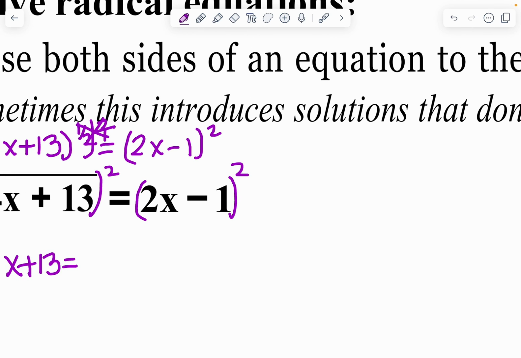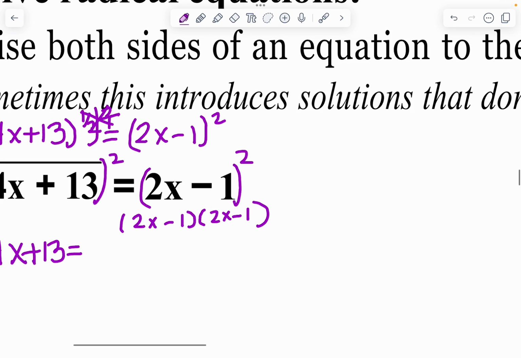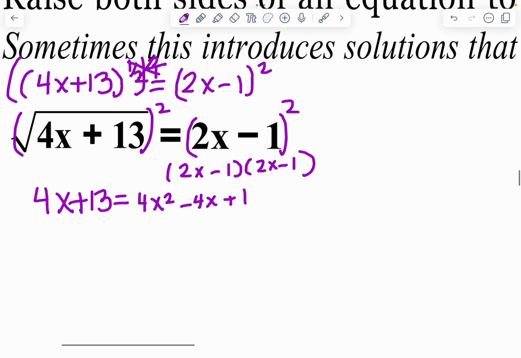But what I have to do on this right side is use FOIL. And when I use FOIL, this becomes 4x squared. This would become 2x, or minus 2x, which is minus 4x. And then this becomes plus 1. So I have to make sure that I use FOIL.